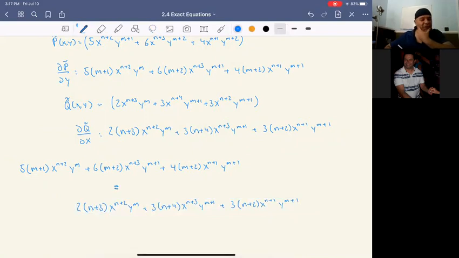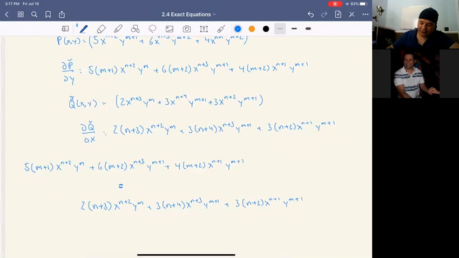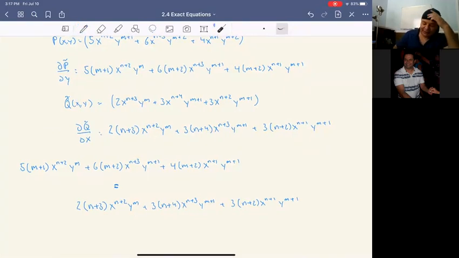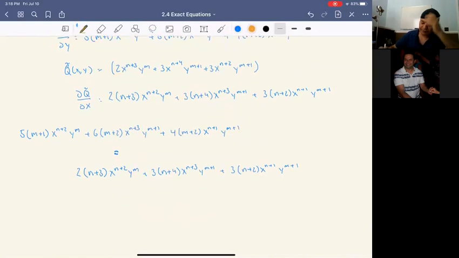Okay, so now what I want you to notice is that, look, this power, x to the n plus 2, y to the m, goes with this power, doesn't it? Okay, this power, x to the n plus 3, y to the m plus 1, goes with this power. x to the n plus 1, y to the m plus 1 goes with this power. So what do we have? We have the following equations.